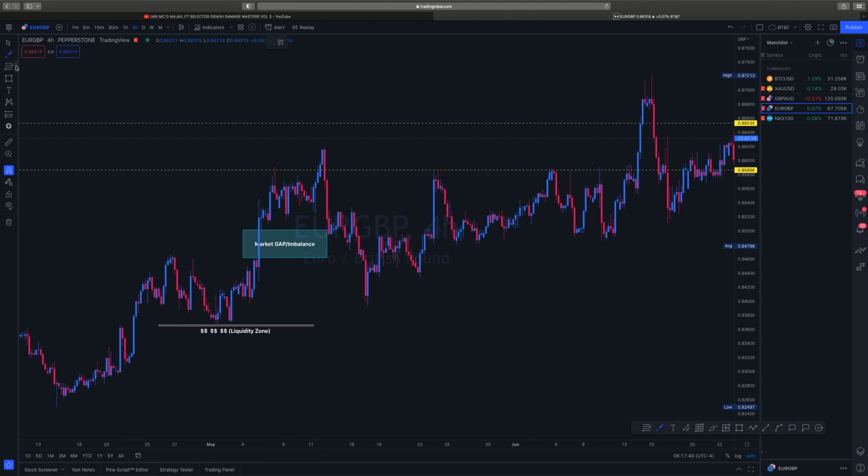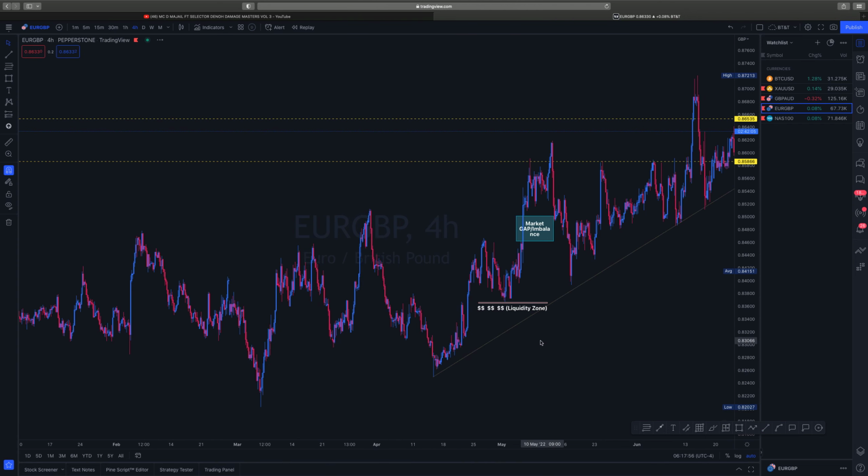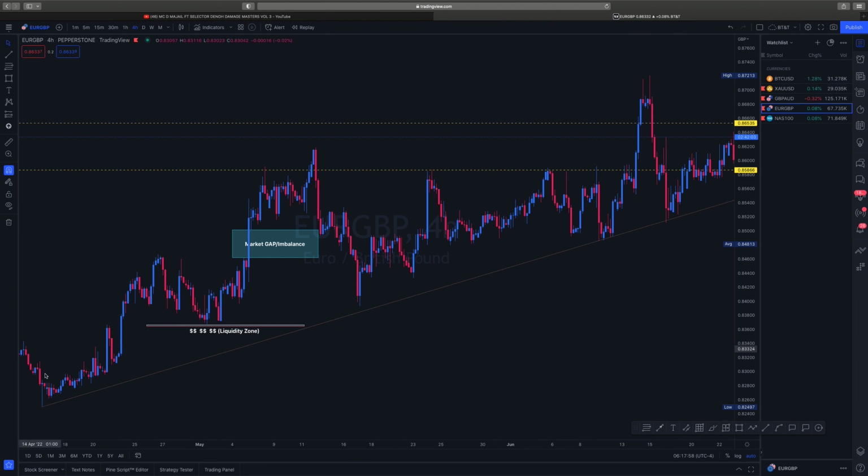Let me draw the trend line properly. We are seeing a trend line. I'd like to use that. So there's a trend line from here. You see how the market is respecting that line. What I mean by the market respecting this line is, it's a trend line.